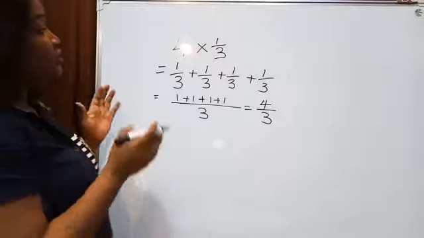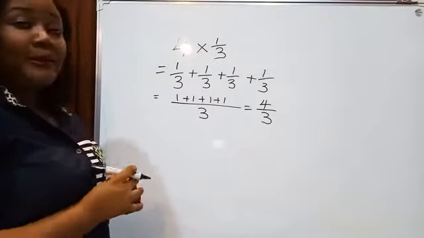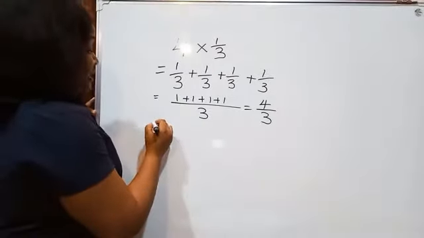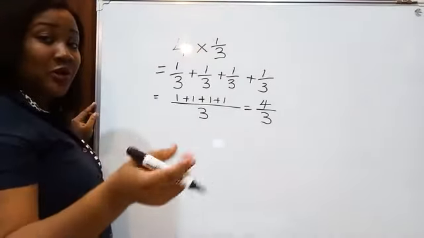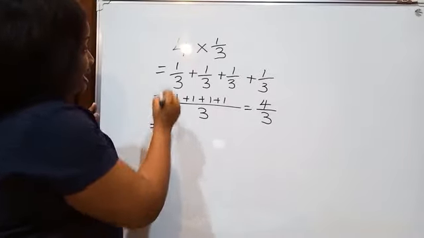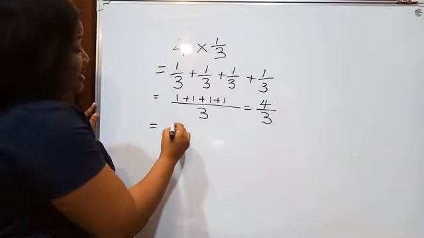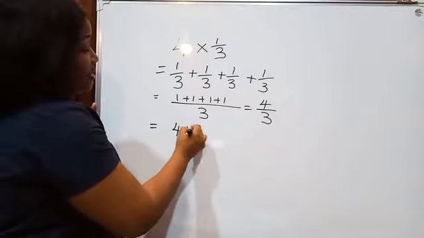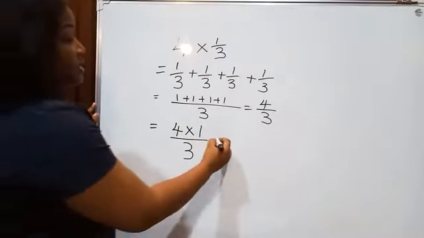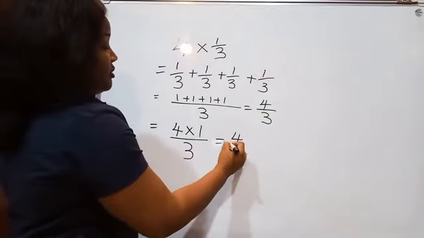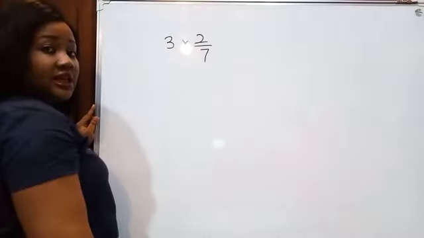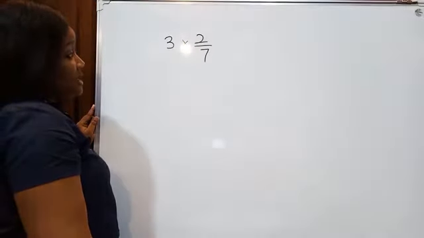So when you're trying to multiply a whole number by a fraction, all you have to do is to multiply the whole number with the numerator and divide it by the denominator. Like this, 4 times 1 over 3 is the same as saying 4 times 1 all over 3, which gives us 4 over 3.